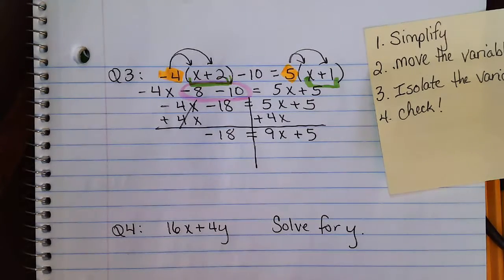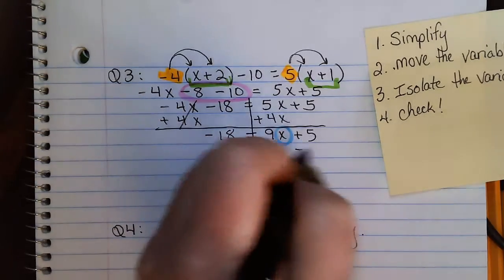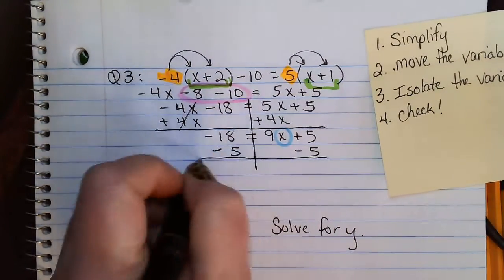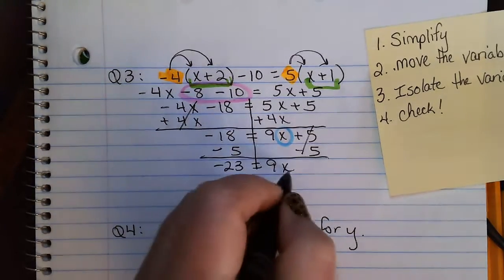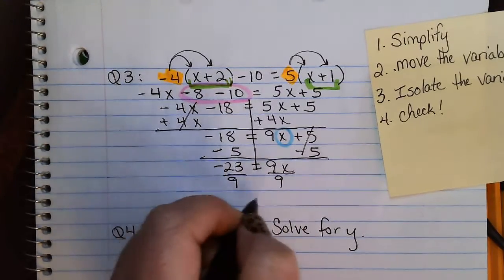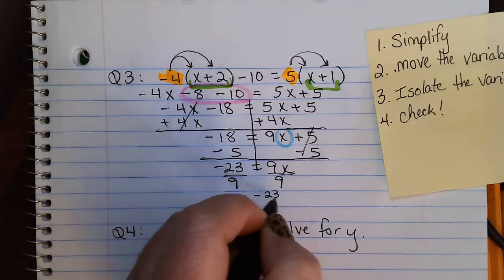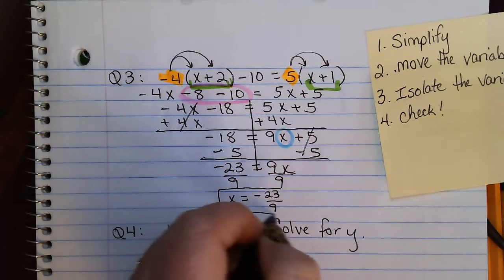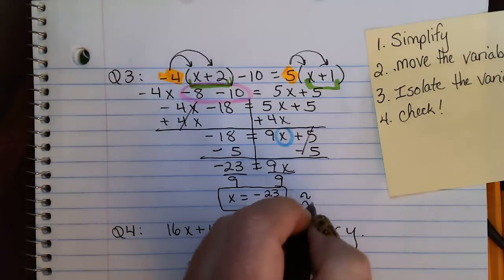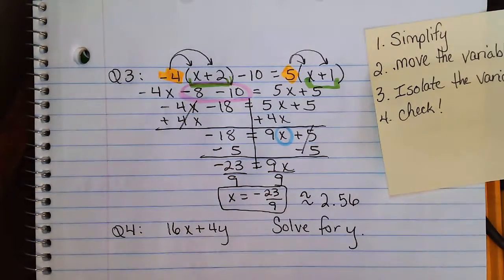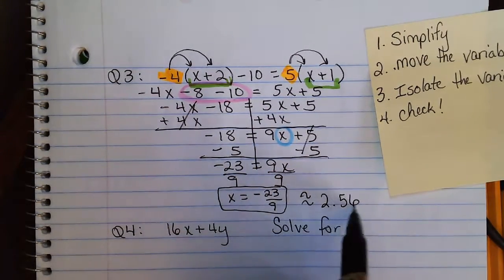Isolate the variable, because I still need to get this x by itself. Subtract 5, and I get negative 23 equals 9x. Divide by 9, and this gives me, I can just leave my answer as negative 23/9. That's the easy way. If you want to divide it out, you can. It's not necessary, but this will be approximately 2.56 if you want to get a decimal answer. Okay?